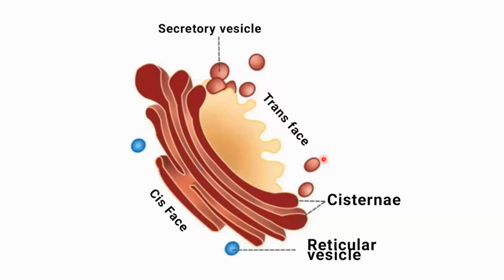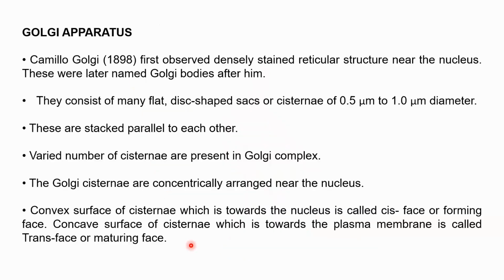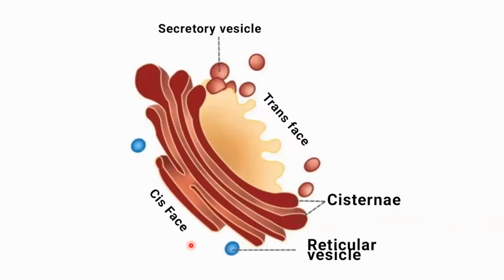The trans face is also known as the maturing face, as most of the mature cargo is released through the trans face. So it is the maturation face. It is towards the plasma membrane so that more cargo can be released out of the cell if needed. So the cis face is towards the nucleus and is convex in shape. And the trans face is present towards the plasma membrane and is concave in shape. And the other thing is that the trans face is also known as the maturing face.